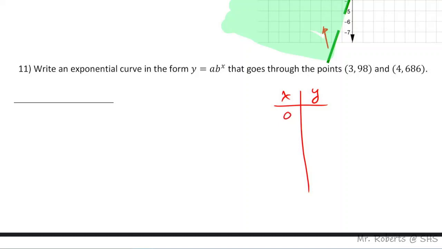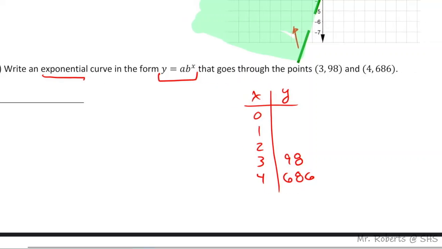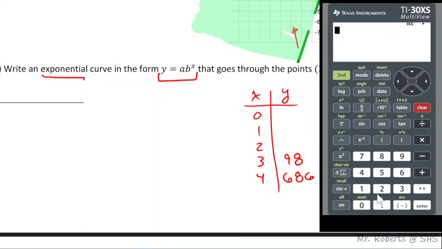I do not know the 0th term. I don't know the first. I don't even know the second term. But I do know the third term. And quite fortunately, I know the 4th term, which is adjacent to it. The 4th term is 686. The third term is 98. Now, this is an exponential curve in this format, so I can figure out what my multiplier is because these numbers live right next to each other. To do that, I would grab my calculator and take the bottom term, 686, and divide it by the previous term, 98.